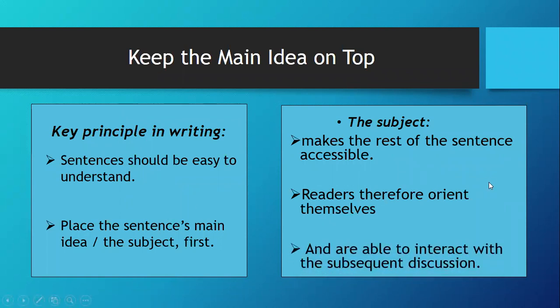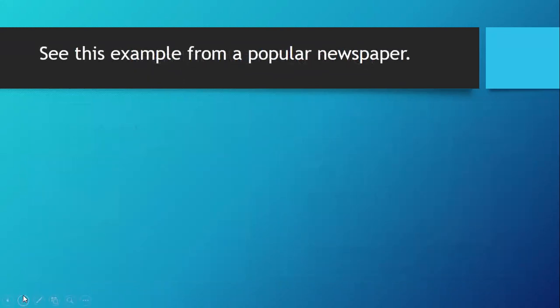And of course, they are able to interact with the discussions. If there are any discussions surrounding the said document, we must write it in such a way that the reader is able to interact with it. So understanding is basically the big thing there. It has to be clear. So let's look at an example from a popular newspaper. Let's just see this example here.